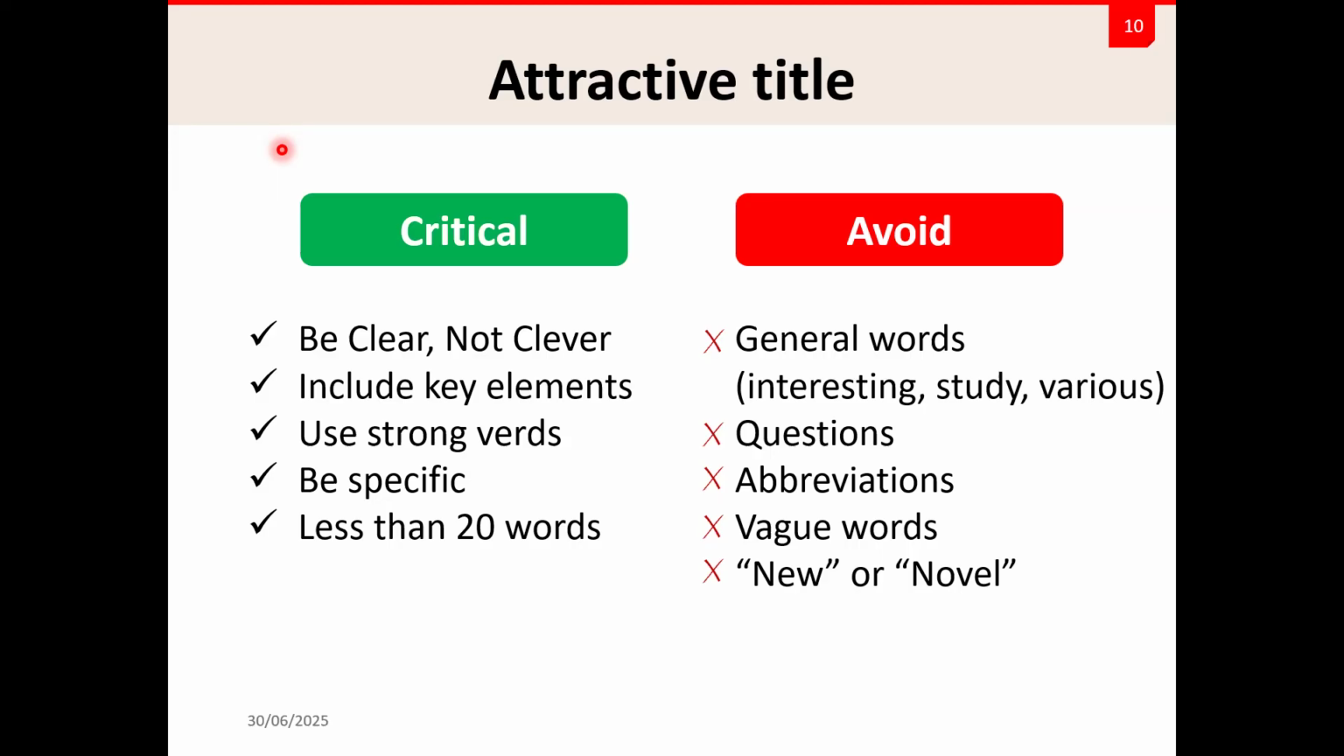And also avoid questions and abbreviations. We don't put abbreviations in the title. And avoid vague words. Vague words means uncertain words. And also avoid words like new, novel. It is unnecessary to put a word like novel or new, because you do research and it should be novel. You don't have to say it again. Everybody knows that this is research and it should be novel. No need to put new, novel, or something similar.